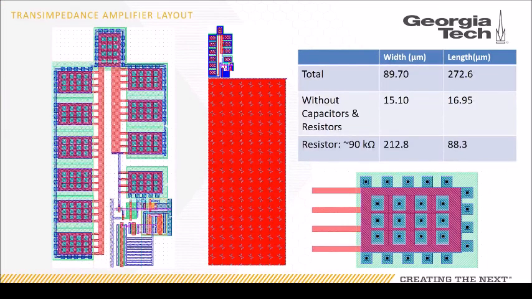Okay, here we have the transimpedance amplifier layout. We implemented a floating gate with the capacitor blocks seen at the bottom right hand of the slide. We also implemented a 90 kilo ohm resistor in order to achieve proper biasing for our circuit. In the top right hand, you can see our layout views for the complete implementation, as well as just the circuit without the capacitors and resistors, as well as just the resistor itself.